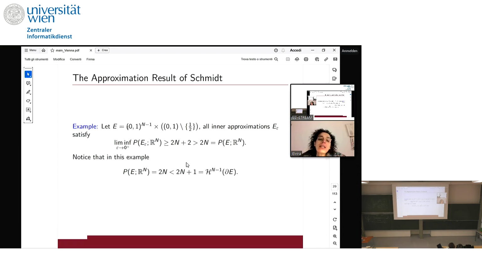But on the other hand, it's also very easy to consider examples of sets like the set E here, which is (0,1)^(n-1) times the interval (0,1) without the half line, where essentially all the inner approximations just satisfy the classical inequality, but in a strict way, between the perimeters. So, and in fact, for these sets, our representation we expect is going to fail.